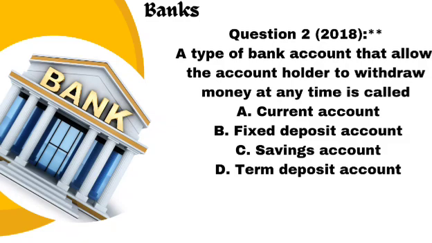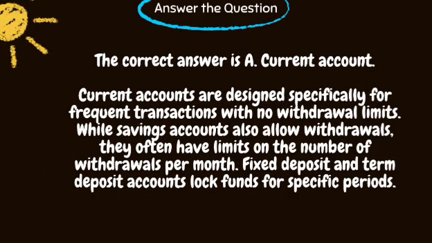Question number two. A type of bank account that allows the account holder to withdraw money at any time is called A, current account, B, fixed deposit account, C, savings account, and D, term deposit account. What's our correct answer? The correct answer for question number two from the year 2018 is current account, which is option A.